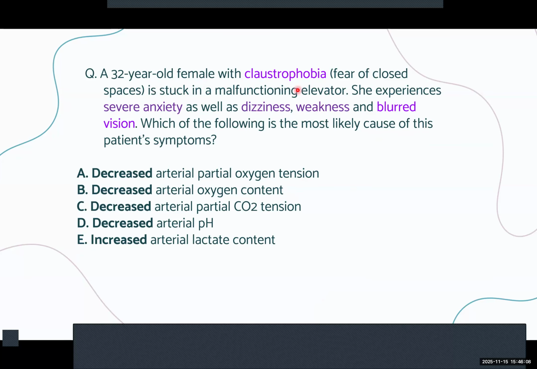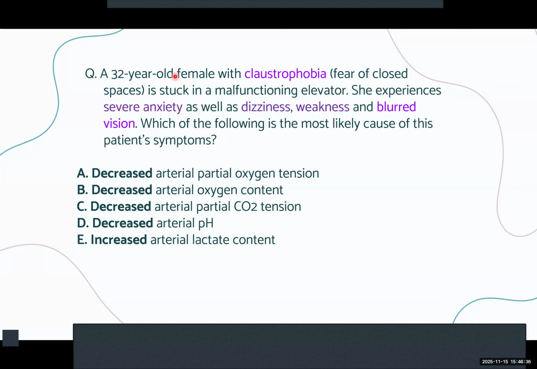So the patient is said to have claustrophobia, because she's in a malfunctioning elevator. She's having dizziness, weakness, and blurred vision because she's having a severe anxiety attack. Severe anxiety means she's going to start hyperventilating, breathing very rapidly. Now, there's a misconception sometimes that hyperventilating means she's breathing oxygen at a very fast rate. However, hyperventilation or hypoventilation is related to carbon dioxide.